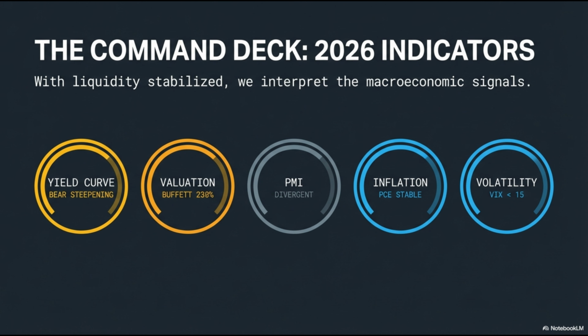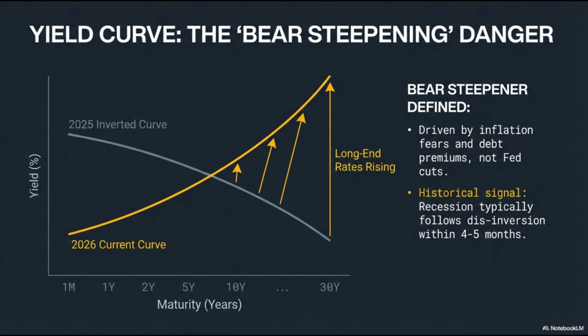We have 5 key gauges to watch in 2026: the yield curve, valuations, PMI, inflation, and volatility. First, the yield curve. The inversion of 2025 is gone, but beware, we are in a bear steepening phase. This isn't the good steepening where short-term rates drop because the Fed is cutting to save the economy. This is long-term rates rising due to inflation fears and debt premiums. Historically, recession often follows within 4 to 5 months of this kind of disinversion.